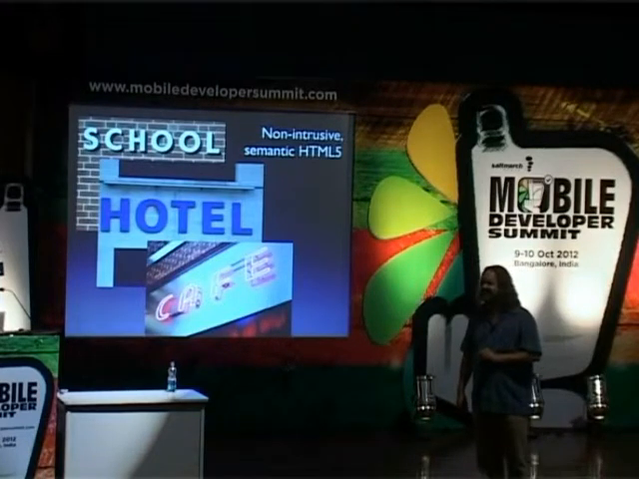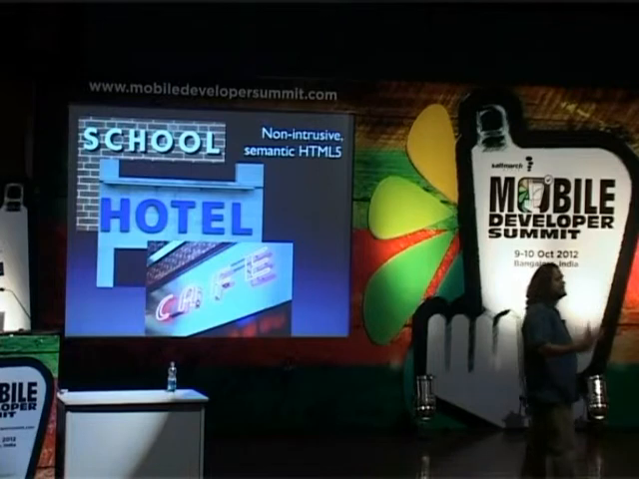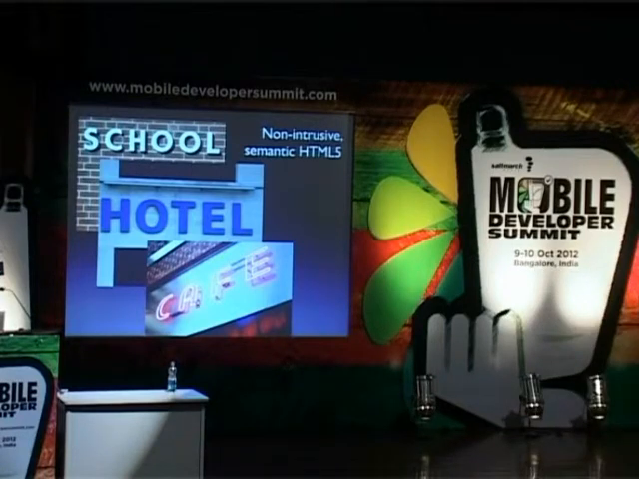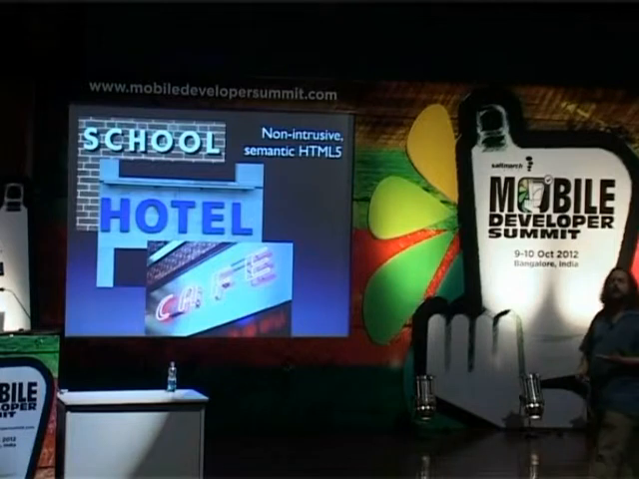It's not hard, is it? This is what I mean by semantic: I've got a brick box out there, but when I slap a school sign on the outside, I say, oh, look, this is a school. If I slap a hotel sign on it, I say, oh, look, this is a hotel. This is exactly what we're going to be doing with jQuery Mobile.